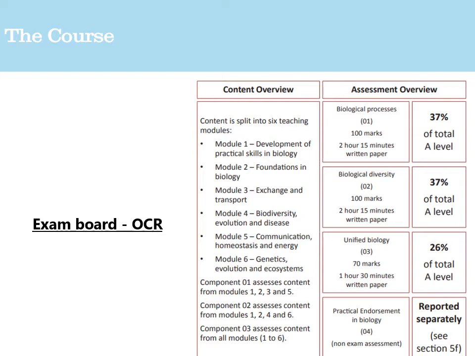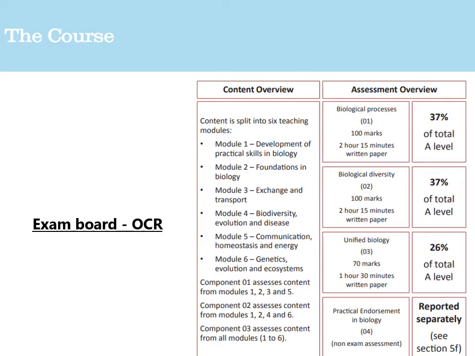Now, the content for the course is divided into 6 different units. I'll talk about those in a second, but they're spread over 3 exam papers, and you can see that the marks are quite unusual for this. Paper 1 is worth 37% of your total A-Level, paper 2 is worth 37% of your total A-Level, and then paper 3 is worth 26%.